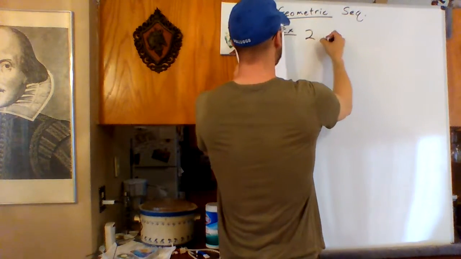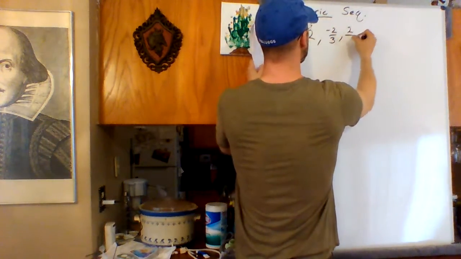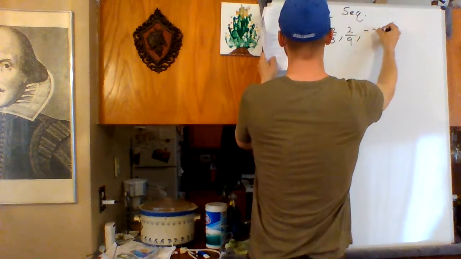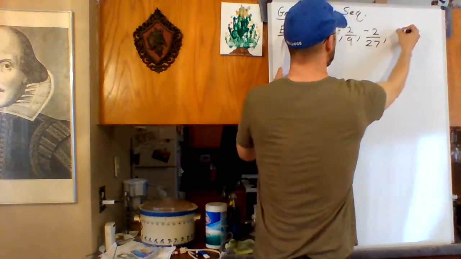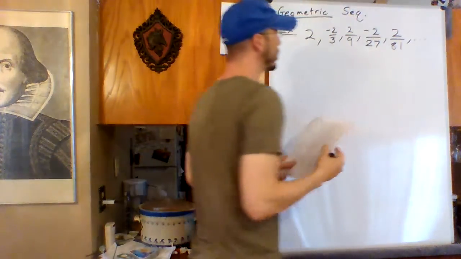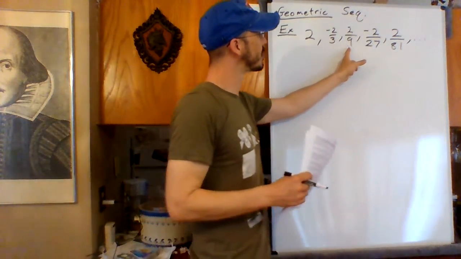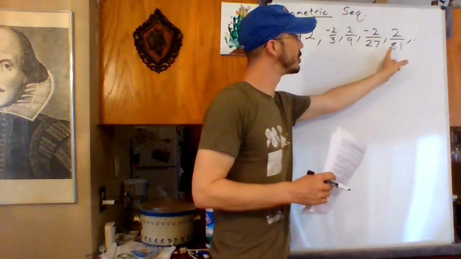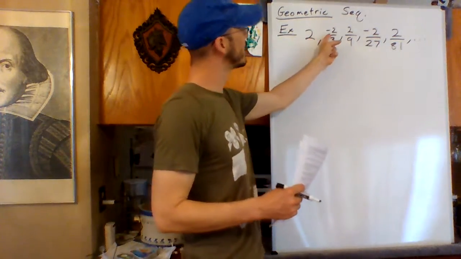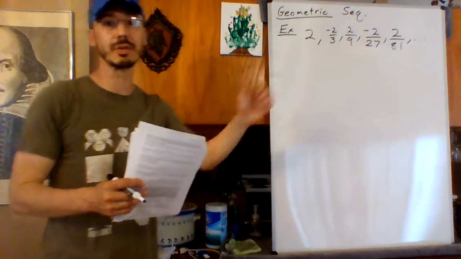So to start with, 2, negative 2/3, 2/9, negative 2/27, 2/81, and so on. You could probably pick up the pattern if you need to. Down here we have powers of 3: 3 squared, 3 cubed, 3 to the 4th. Upstairs it's 2, negative 2, 2, negative 2. They're alternating back and forth just between 2 and negative 2.